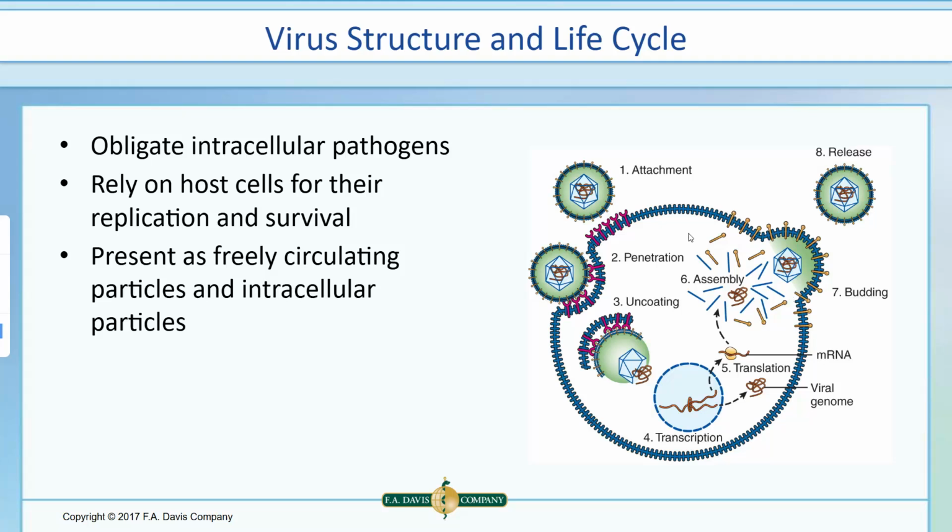When they do enter a host cell, they stop the host cell's function. So if it's a liver cell, the liver cell can no longer do liver things. The liver cell is converted to a virus-producing factory. So it stops your host cells from doing what they normally should be doing and switches them to a factory of virus-producing organelles.